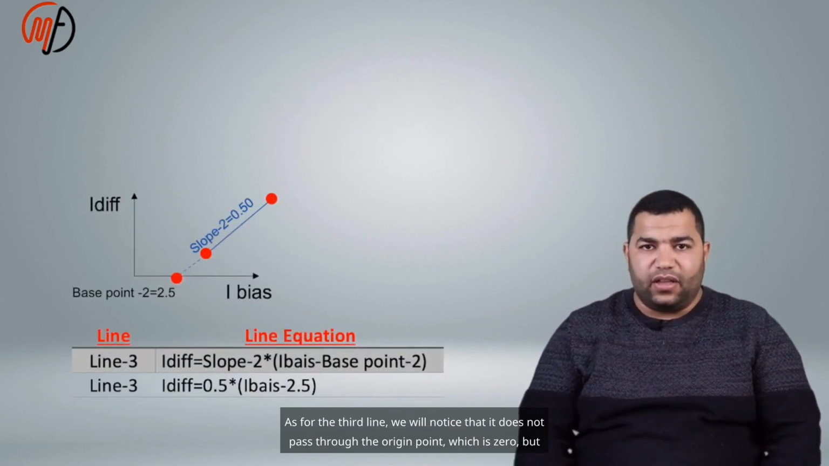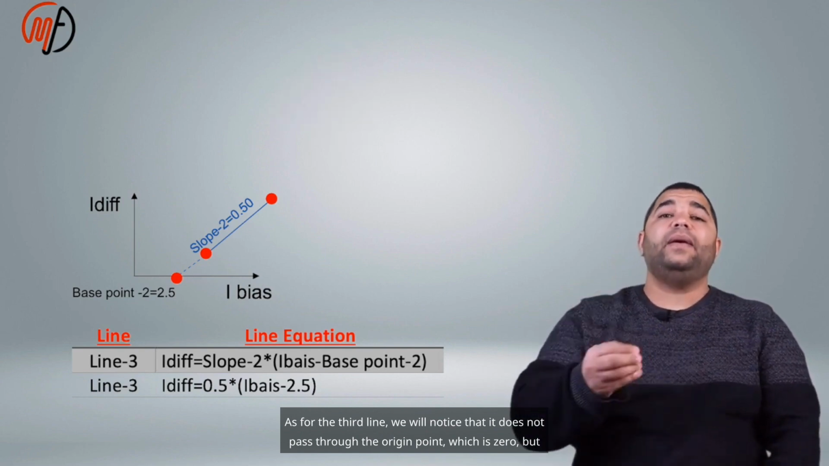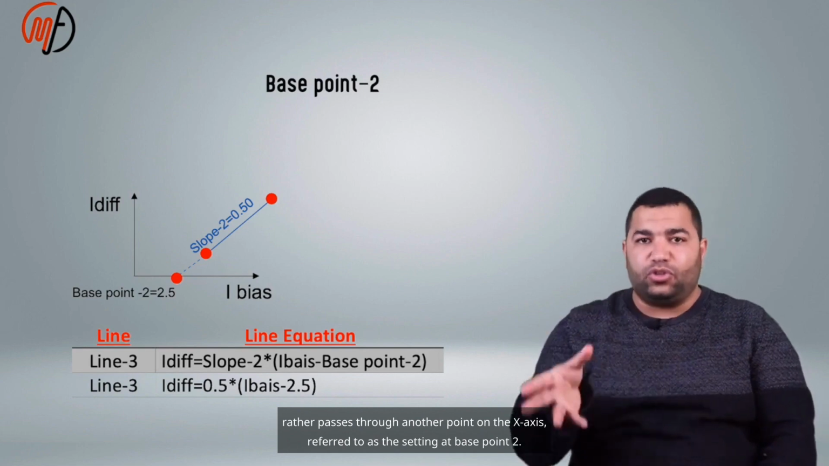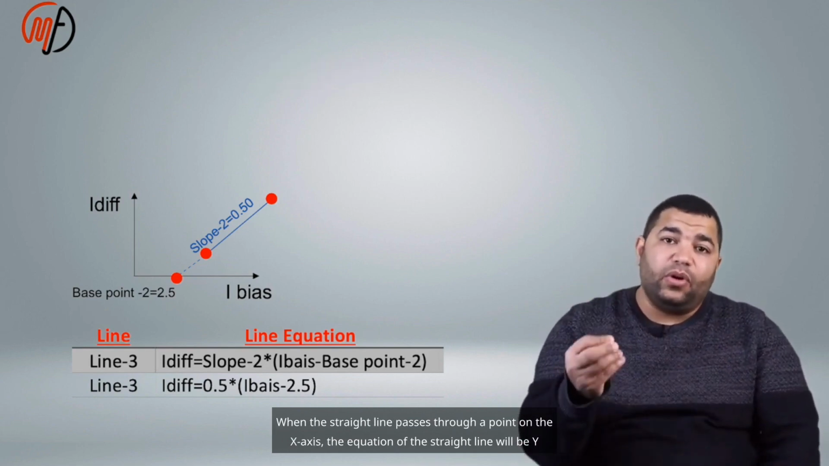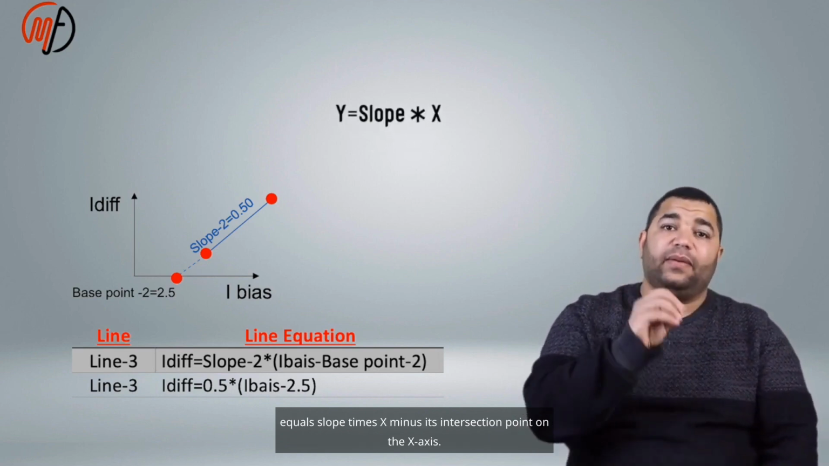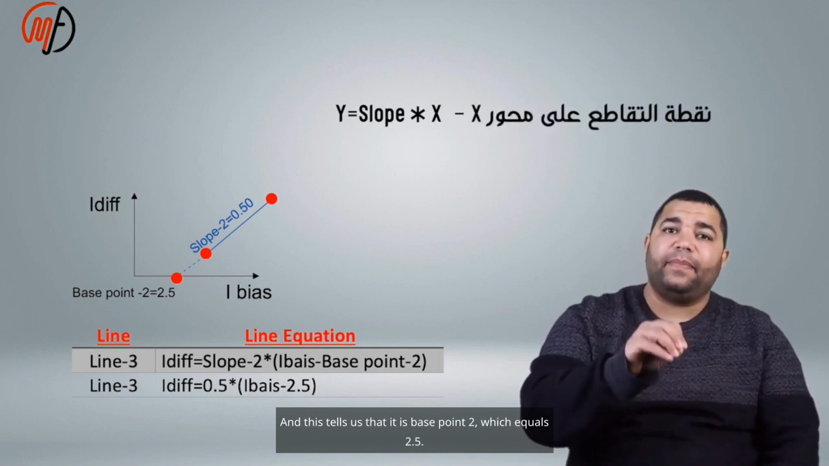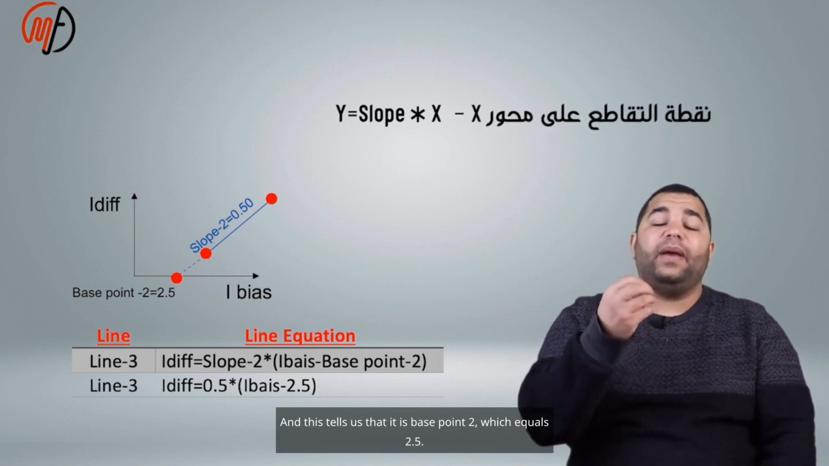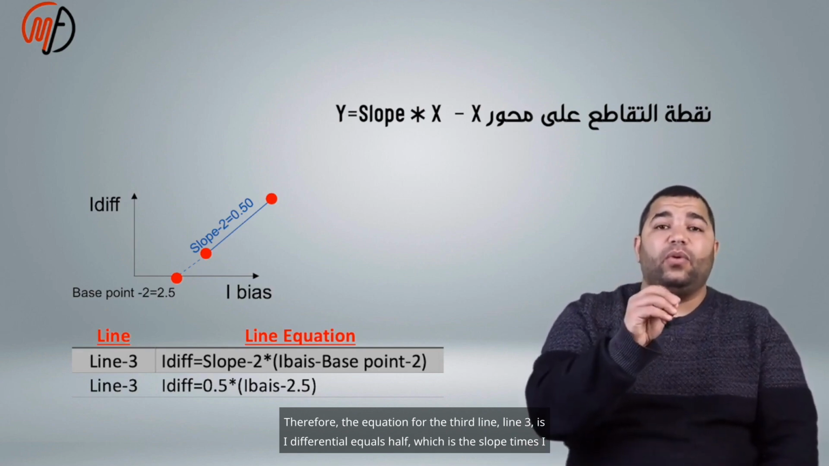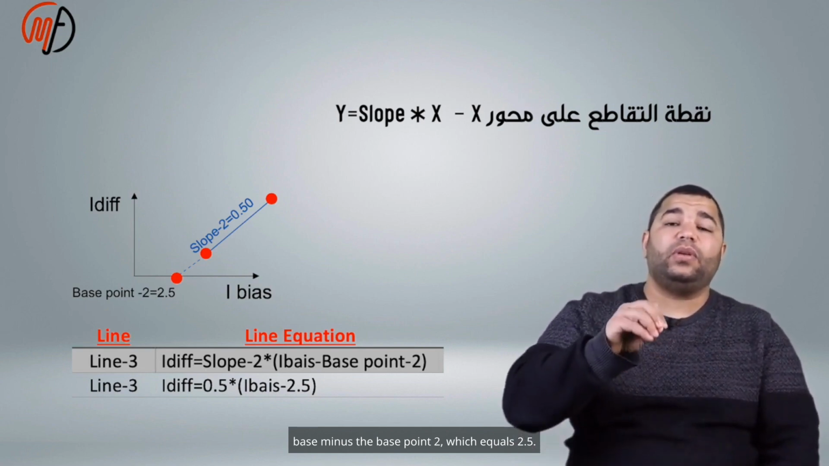As for the third line, we will notice that it does not pass through the origin point (0, 0), but rather passes through another point on the x-axis, referred to as the setting at base point 2. When a straight line passes through a point on the x-axis, its equation is y equals slope times x minus its intersection point on the x-axis. This tells us that the base point 2 equals 2.5. Therefore, the equation for the third line, line 3, is I differential equals half, which is the slope, times I bias minus the base point 2, which equals 2.5.